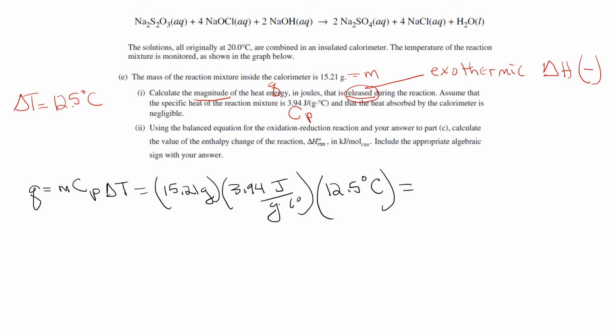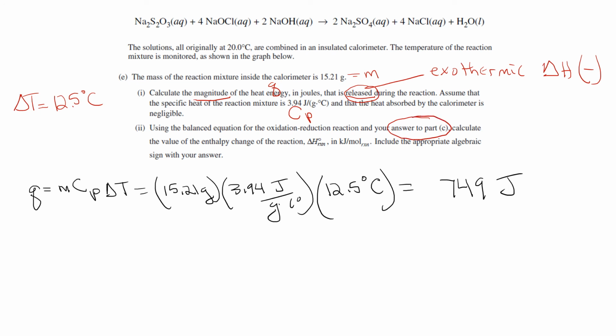So when I solve for Q, it is 749 joules. And I'm not going to put the sign in here because they're asking for the magnitude of the heat released. So we don't need the sign in this first part. The second part, they're saying using the balanced equation and your answer to part C. So I'm going to go ahead and write my answer to part C.